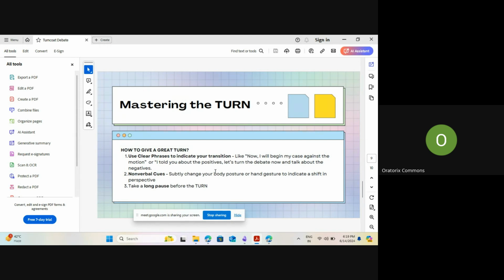Okay, so you can either use some clear phrases like that. Now I will begin my case against the motion, or I told you about the positives. Let's talk about the negatives. You can either use some clear phrases to indicate your turn, or you can change your body language, your body posture, or hand gestures to indicate the same. That is what you can do.